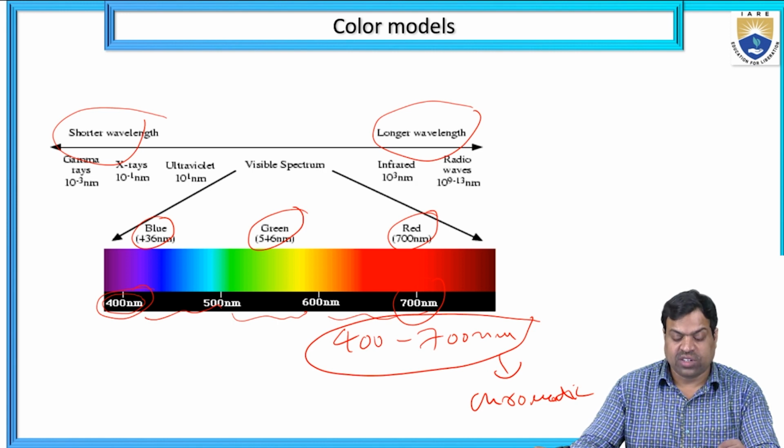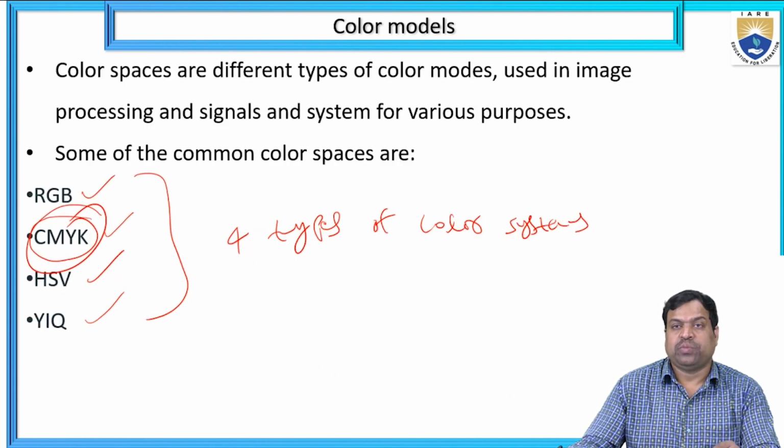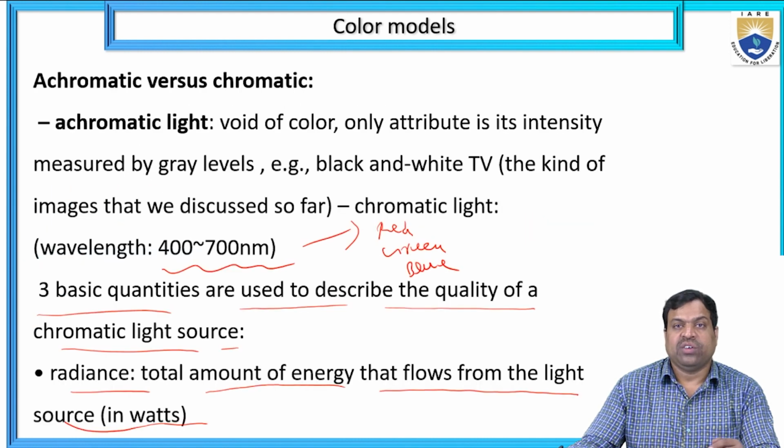The shorter wavelengths are gamma rays, X-rays and ultraviolet. The visible spectrum is blue, green and red. These are the visible systems, and the longer wavelengths are infrared and radio waves. The color spaces are different types of color modes used in image processing and signals and systems for various purposes. Some of the common color spaces are RGB, CMYK, HSV and YIQ. These are the color models, and here we discussed achromatic versus chromatic.